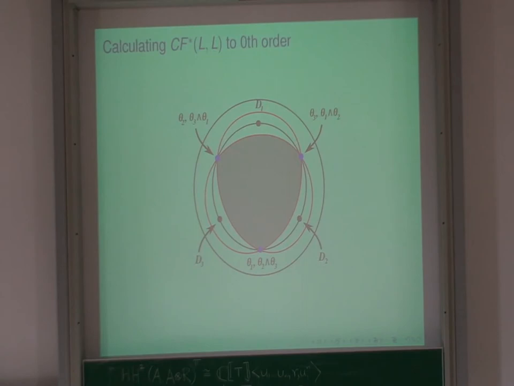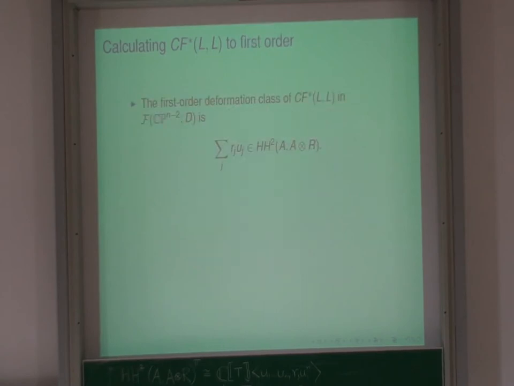So I'm almost out of time. Now I'll tell you what happens at the first order. Turns out the first order deformation class looks like the sum of Rj, Uj in this Hochschild cohomology.